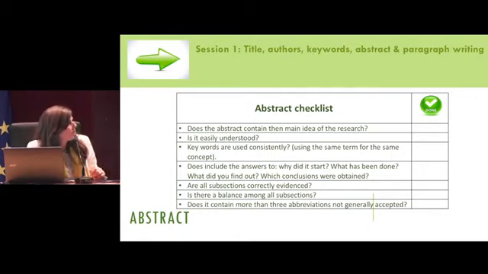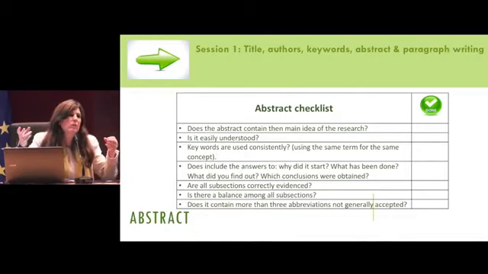Is there a balance among all subsections? We cannot devote 5 lines to the introduction and then just 1 line to the discussion. There's no place for all of them. We have to balance, right? And finally, does it contain more than 3 abbreviations not generally accepted? So take care with that. It's better that in the abstract we don't use, apart from foreign language or typical acronyms, anything other than those we really know by heart. Okay?